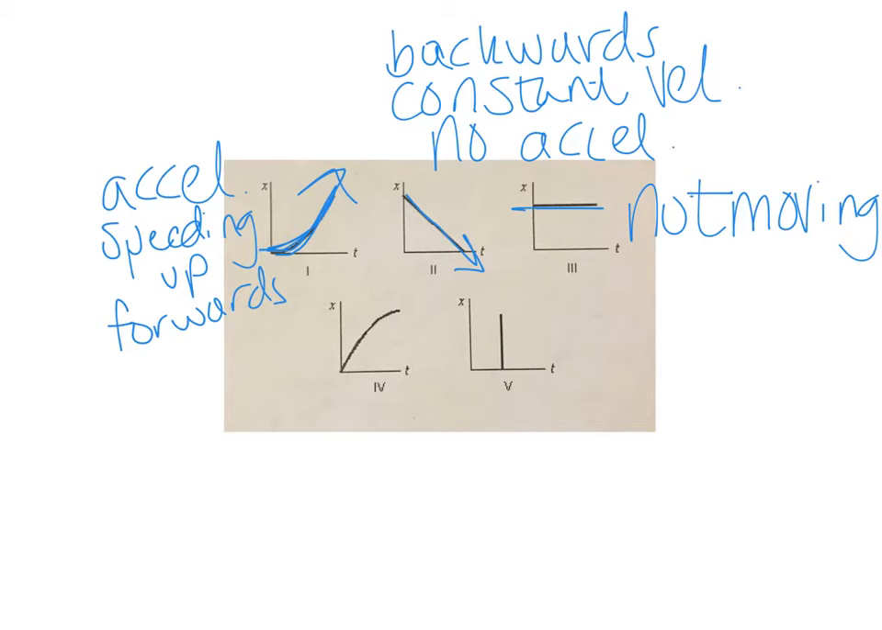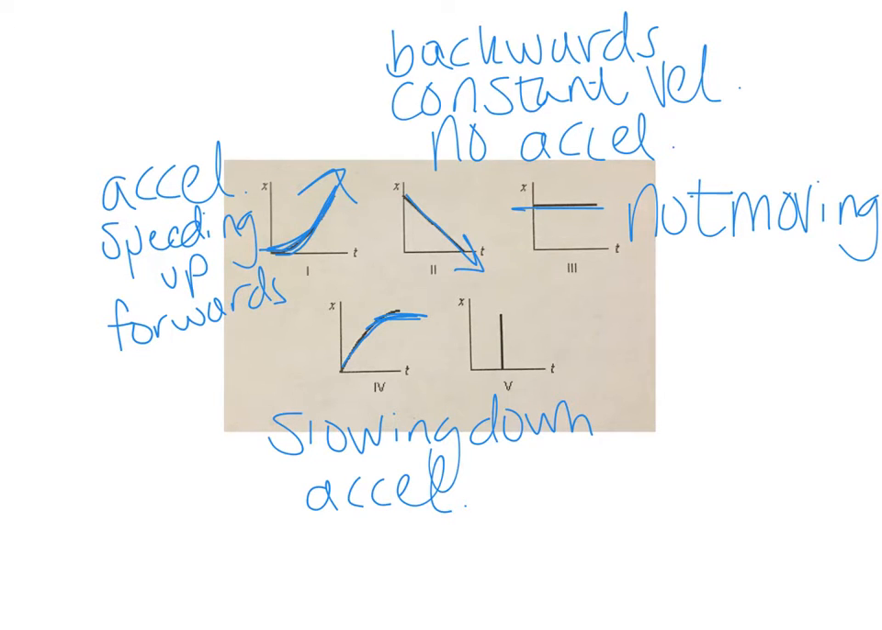All right. Graph number 4 is another graph that's showing acceleration, but this one differs from graph number 1 because it's getting flatter as it goes through the curve. So since it's flattening out at the end, that would imply that it's slowing down. All right, this is still a type of acceleration, so it does still have acceleration.